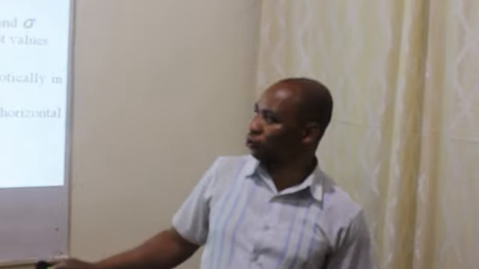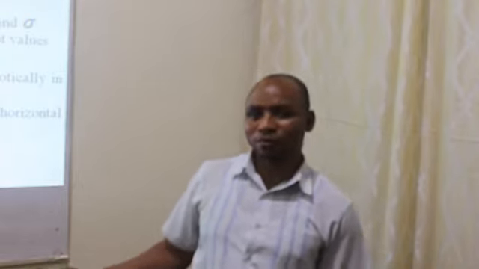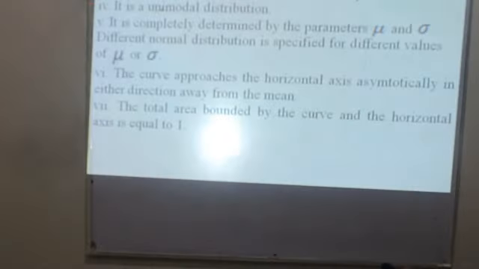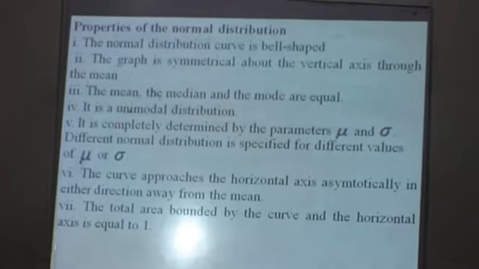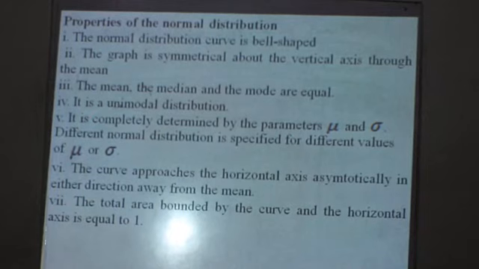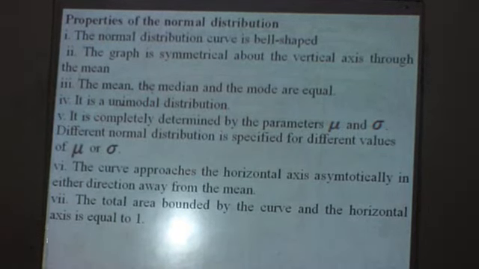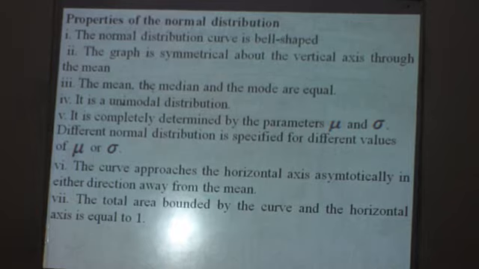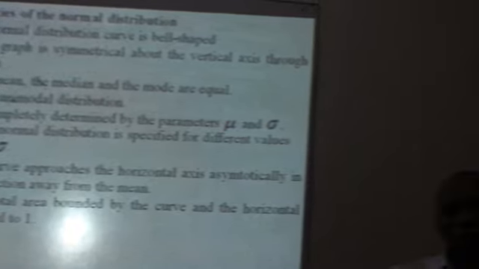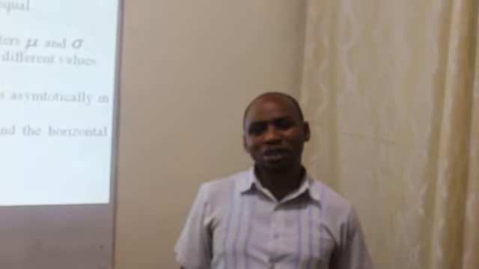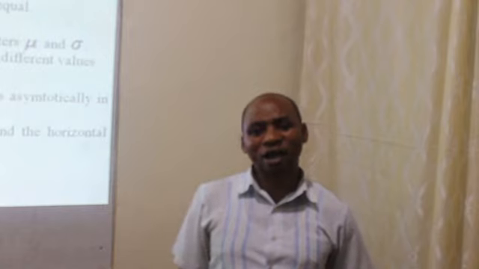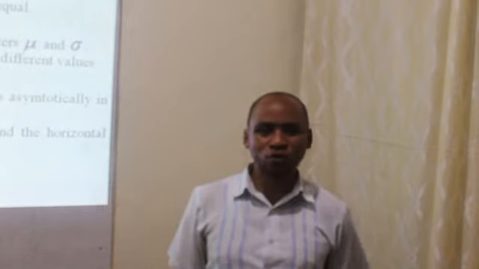Now let's move on to the fourth property. It says it is a unimodal distribution. That's the normal distribution is a unimodal distribution. What do we mean by it's a unimodal distribution? It simply means the normal distribution can only have one and only one mode and nothing else.